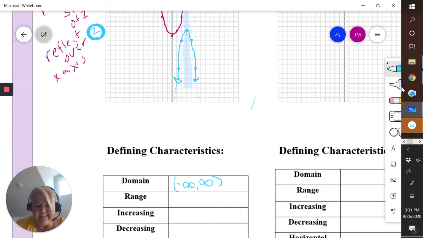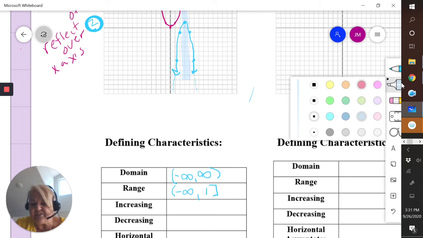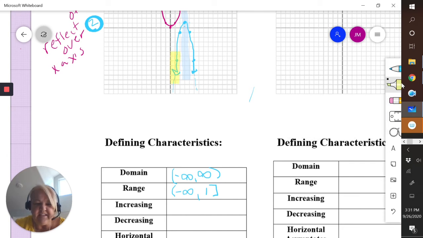Now let's talk about the range. The range goes low to high. So how low does the graph go? It goes negative infinity. How high does the graph go? 1. And I use a closed bracket because 1 is part of the range. There is a y value that is 1 on the graph. Okay, so now where is it increasing? When the graph reflects over, the sides of increasing and decreasing change. Okay, so my graph is increasing here to there. So what are the y values to that vertex?